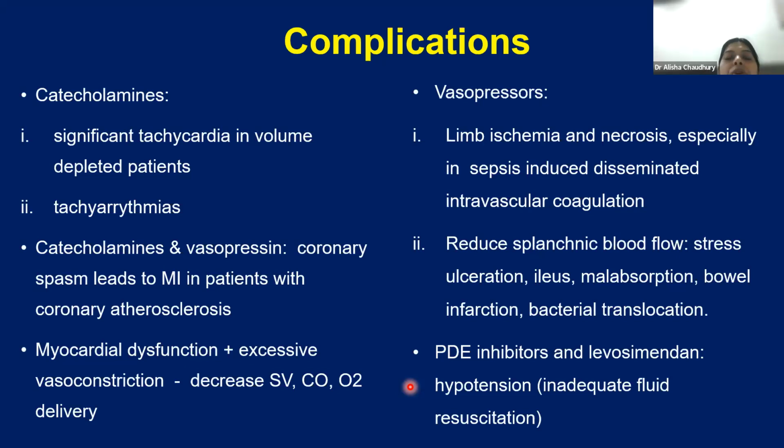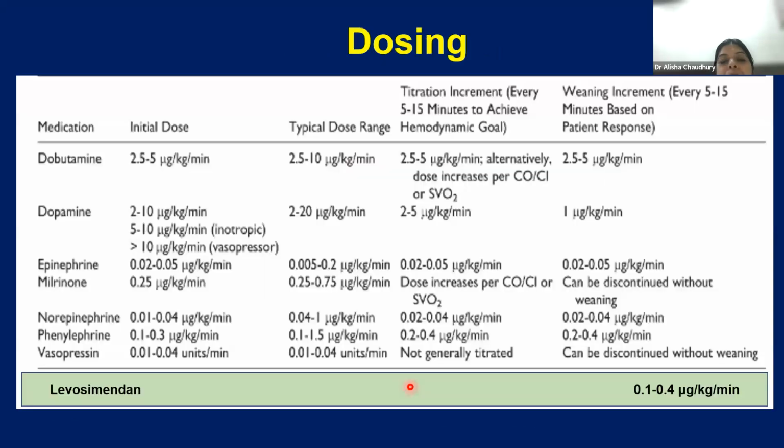So compared to dobutamine, milrinone and levosimendan cause even more profound hypotension. This is a brief table about the dosing of all the vasopressors, where we have mentioned at what initial dose you are going to start, what dose range you are going to target, and how to monitor the vasopressors.